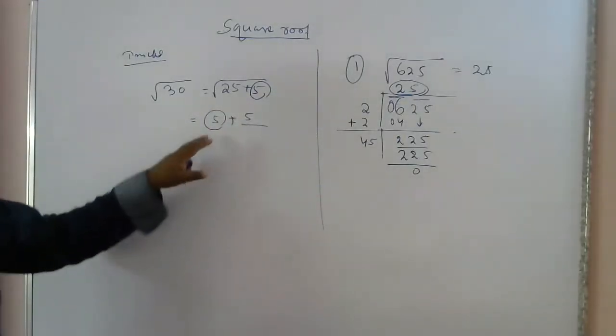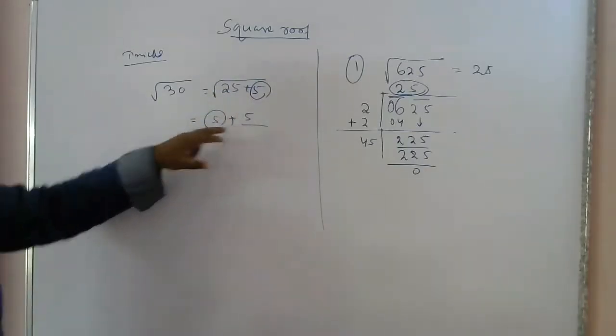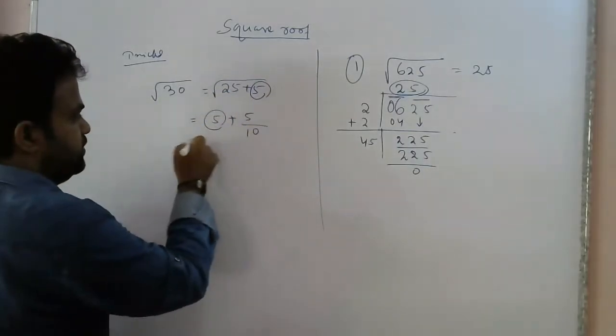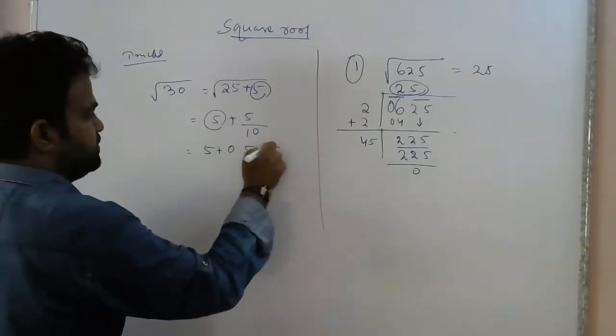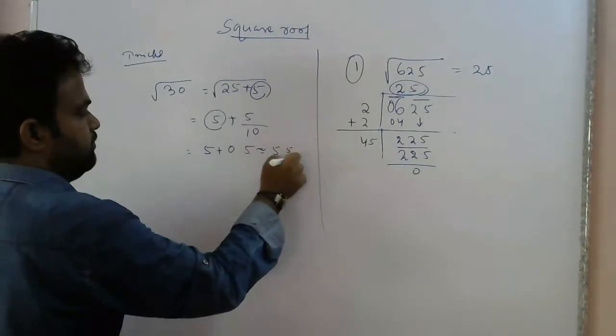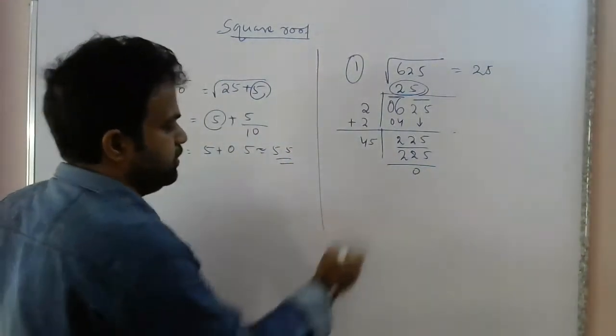Clear? Square root of 25 is 5. I'll double this 5 and write it here in the denominator. So 5 plus 0.5 approximately. This is approximately 5.5 that will come. Let us check with the long division method whether we are getting 5.5 or not.